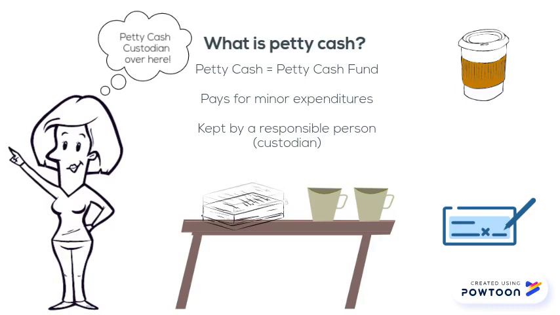An example use of the petty cash fund is paying for fresh barista-made coffee for an early morning meeting, as I'm sure we'd all need a cup of strong, fresh coffee to begin the day. The petty cash fund is kept by a responsible person, which is called the petty cash custodian.